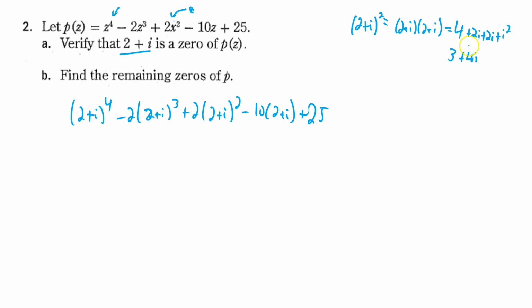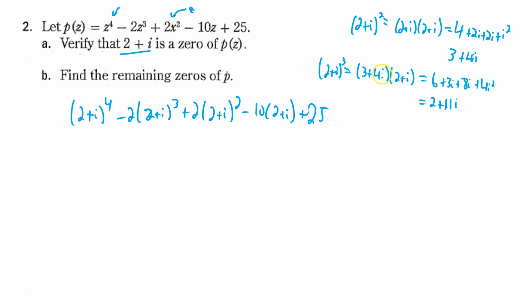So cubed, I'm going to take that (2 plus i) squared. So (2 plus i) cubed is going to be (2 plus i) squared, and then one more 2 plus i. So I'm going to take 3 plus 4i, and then multiply it by one more 2 plus i. So it looks like that'll give us 6 plus 3i plus 8i, and then plus 4i squared. Again, i squared is negative 1, so we have negative 4 here, and 6 minus 4 is 2, plus 11i, it looks like.